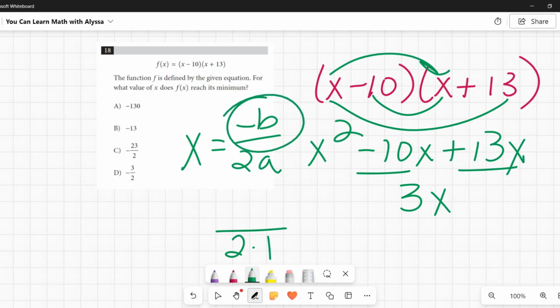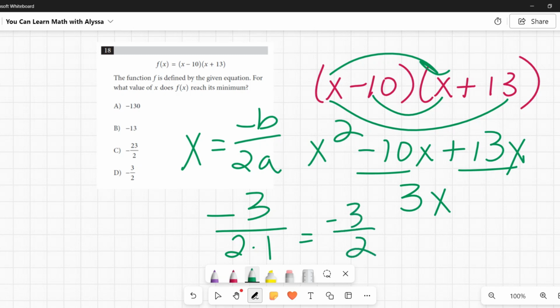So the opposite of 3 is negative 3. All right, negative 3 over 2. Done. That's it. That is my x value for the axis of symmetry. It is the x value where it is at its minimum, and it is D, negative 3/2.